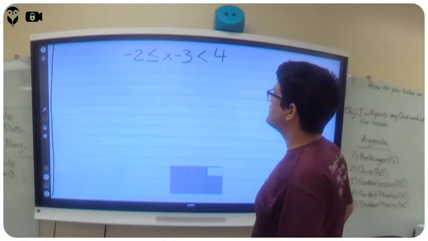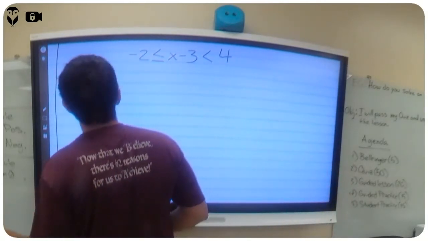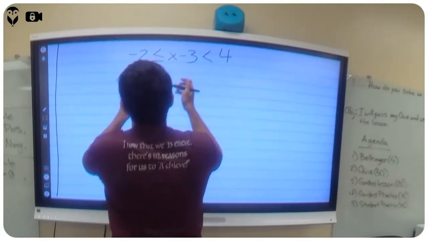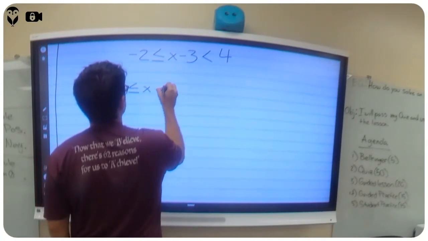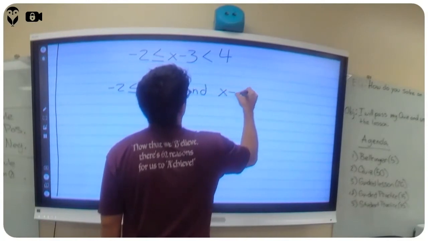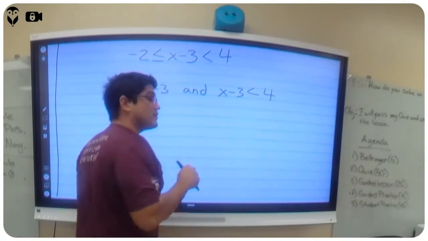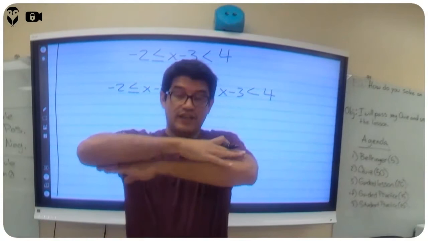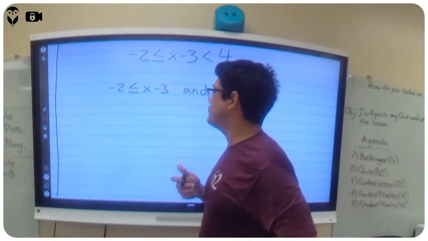Here we go. Let's do this one. So this is a compound inequality, meaning two things are happening. So when it's written like this, it's saying and. It's saying negative 2 is less than or equal to x minus 3 and x minus 3 is less than 4. So anywhere, I'm going to graph both of them so you can see what I mean. Anywhere the lines overlap is the solution set because both of these have to be true.